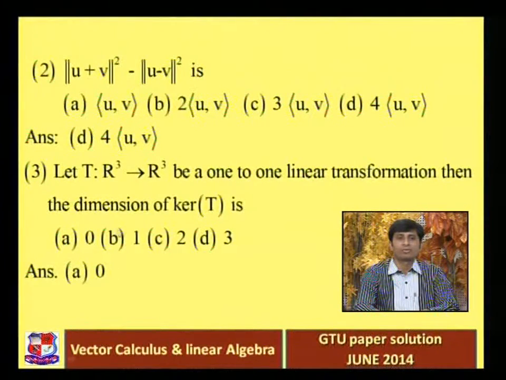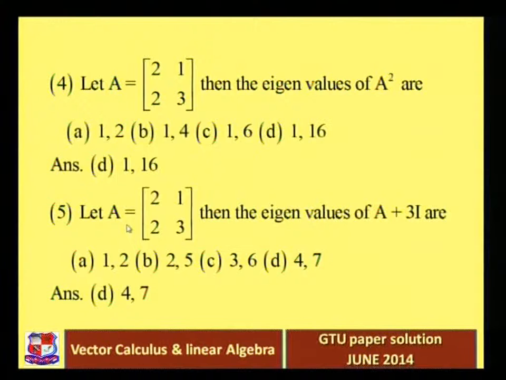The next question, question 4. These two examples are quite similar, question 4 and 5. A is equal to 2, 1, 2, 3. Then the eigenvalues of A square are, options are 1, 2; 1, 4; 1, 6; and 1, 16.